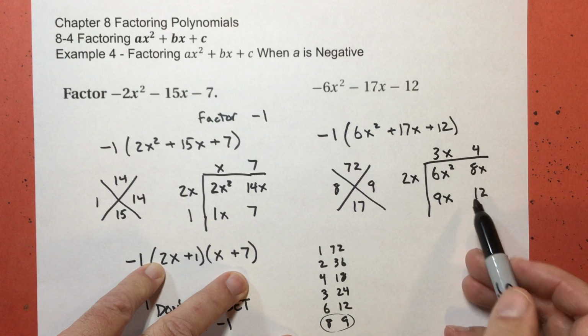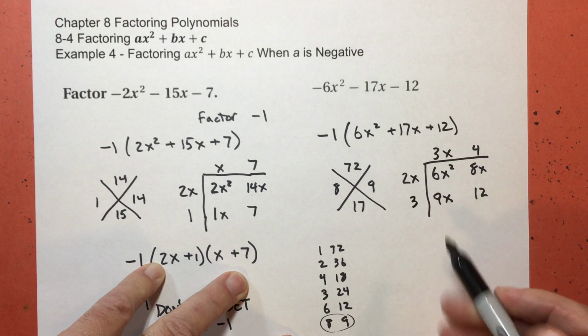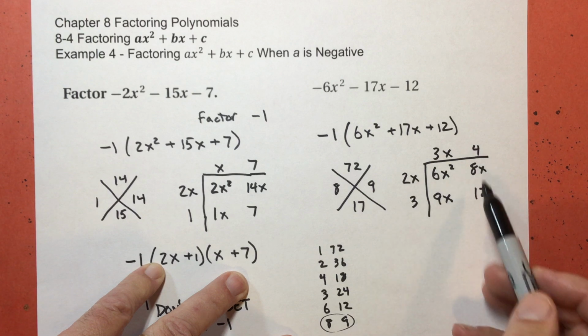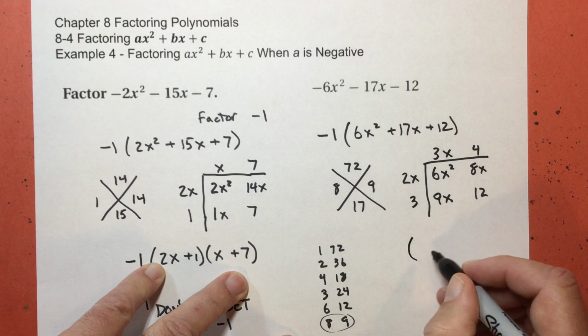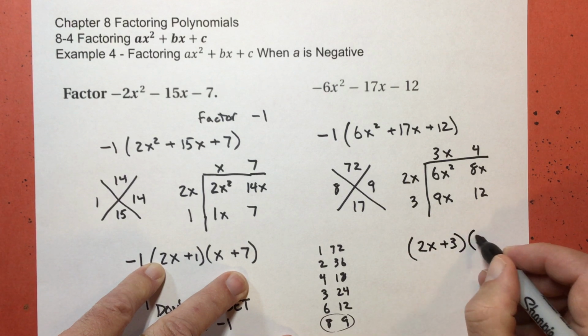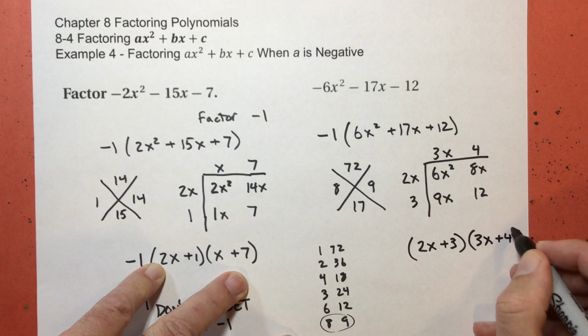9x and 12, they have a common factor of 3. What got left behind? The 3x and the 4. 3 times 3x is 9x, and 3 times 4 equals 12. So my factored form is going to be 2x plus 3 times 3x plus 4.